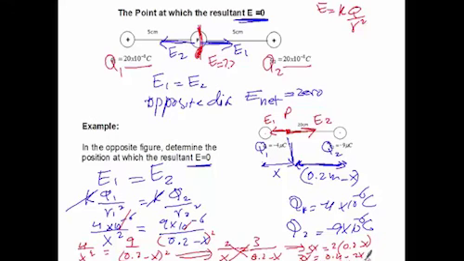So x will be how much here? 0.4 divided by 5, and that is going to be 0.08 meter, which is 8 centimeter. So x will be only 8 centimeter from Q1. Hope that is clear to you.